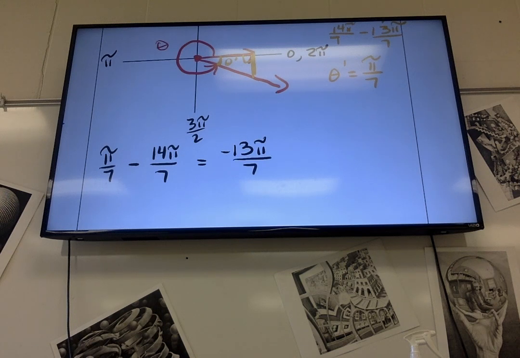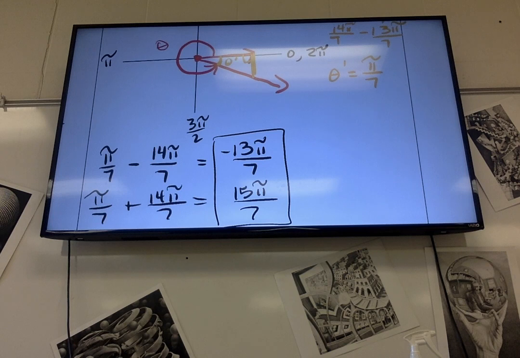And of course, there's always more than one. Some people will get an equivalent coterminal angle. It's just 2 pi more away. And then pi over 7 plus 2 pi gives us a positive one. So it's 15 pi over 7. And this is really a good review of what we've already done. This isn't really anything new.